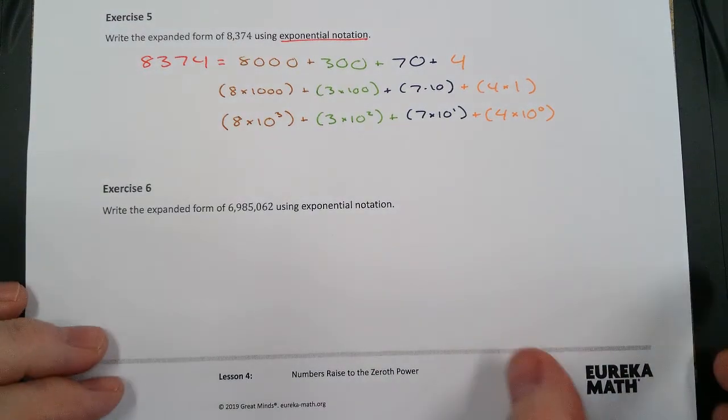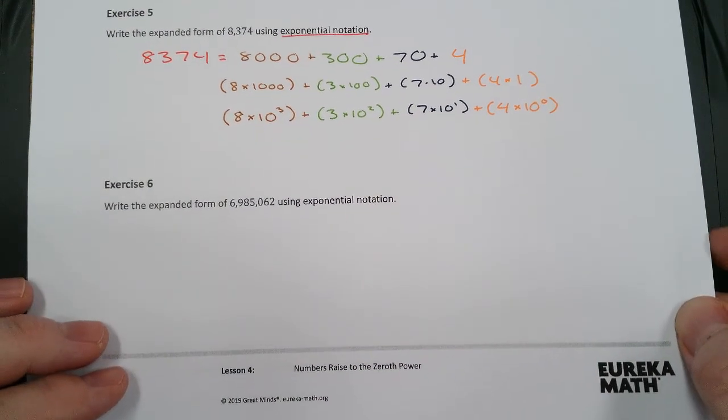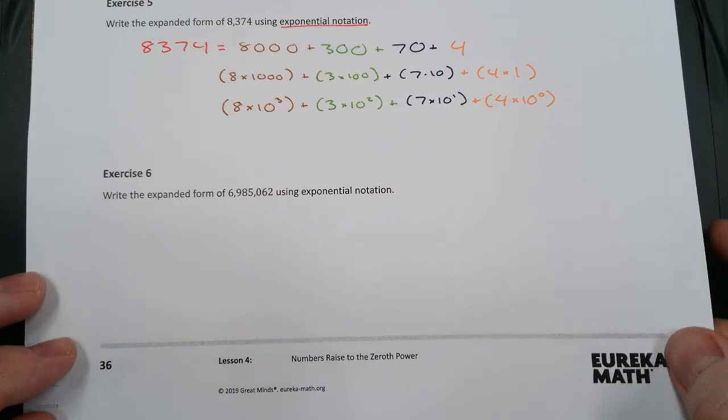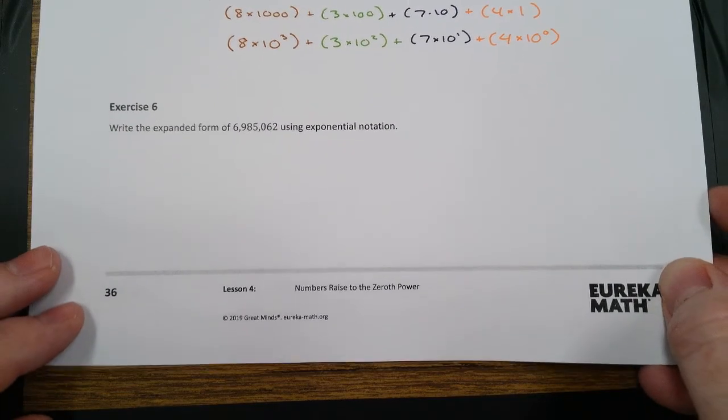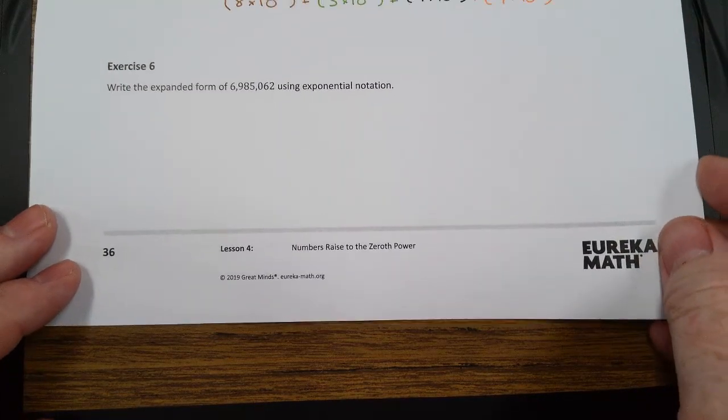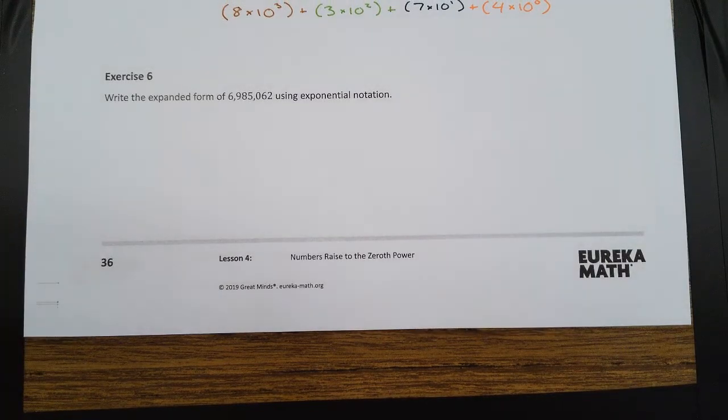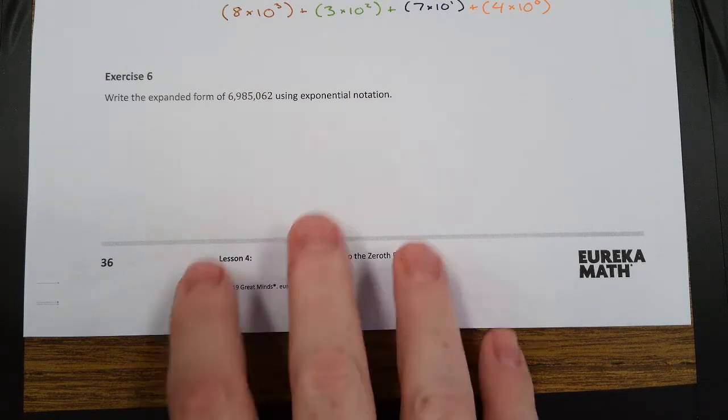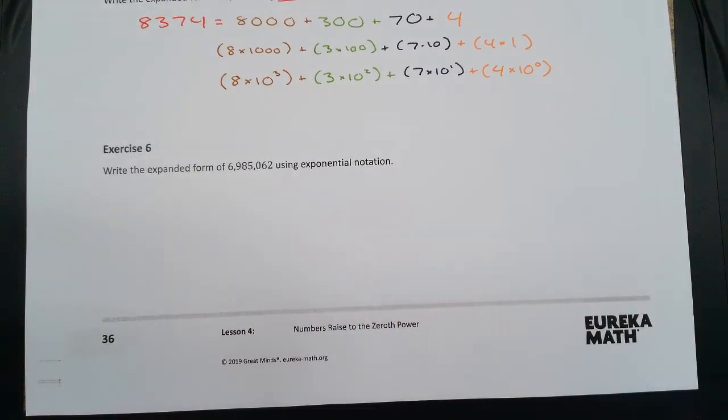So there you go. That's how you write with exponential notation. It will come in handy later, so make sure you know how to do it. To test how to do it, try out on your own exercise 6 right now. It's a long one. 6,985,062. Do it just like I did exercise 5. Pause video, try to stretch it out, and show me exponential notation. Come back and we will check it.